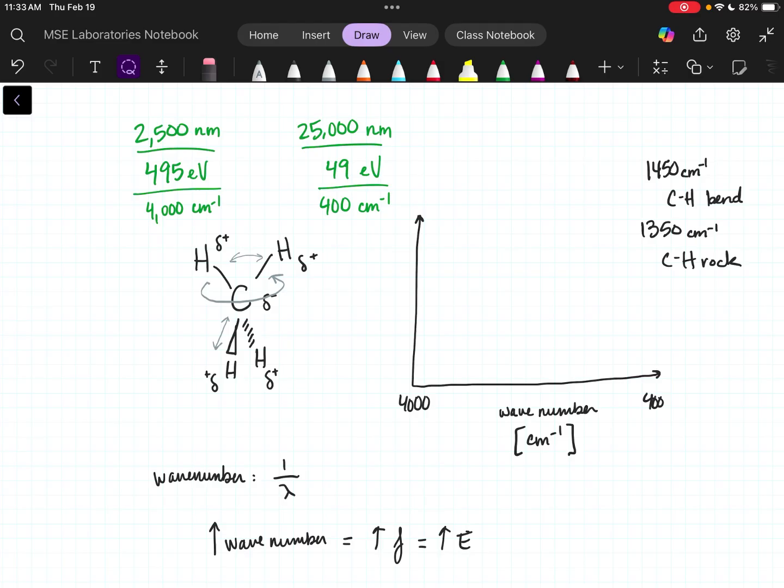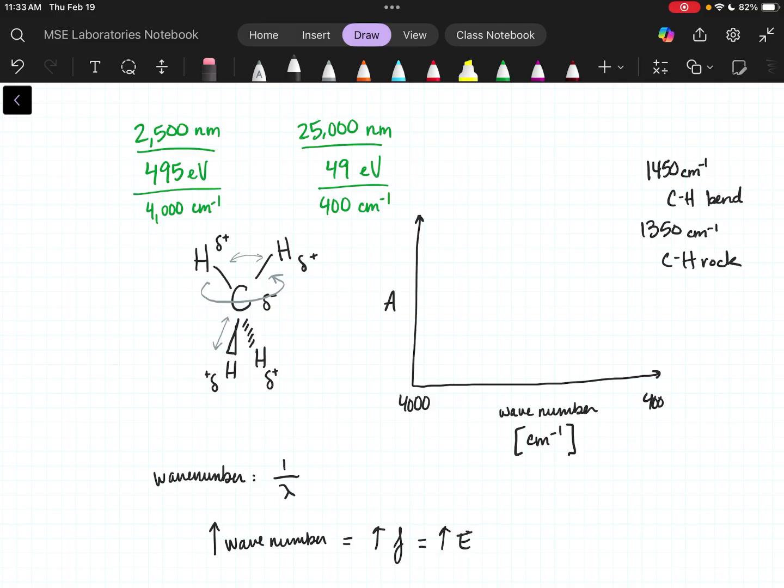So I've got these two different modes, a bend and a rock, and they're happening at slightly different energies. It takes a little bit more energy to bend a bond than it does to rotate the bond, which I think makes logical sense. Bending a material versus pushing a material. Imagine I've got a stick. I can push the stick pretty easily, but bending the stick is going to take a little more energy, a little more effort. So that's what we're doing here.